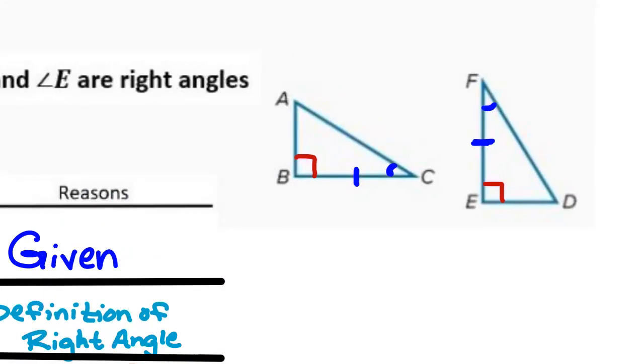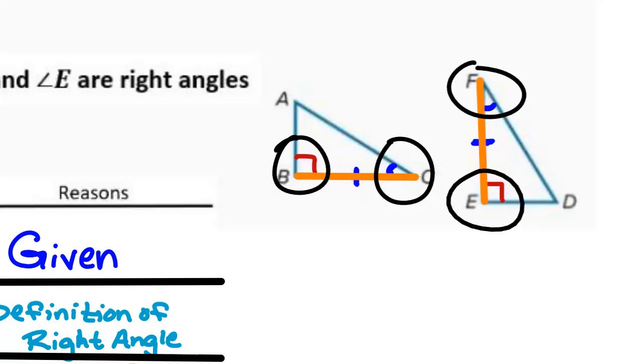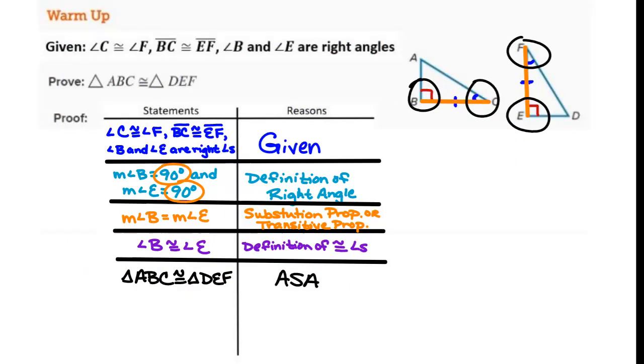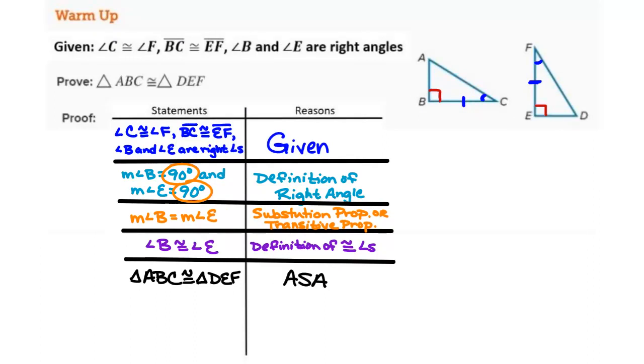When you look at the picture, the side that we have congruence information about, BC, is sandwiched in between the two angles that have markings on them. Same thing is true over here. FE, we have angle markings on F and on E. That's why I'm able to use angle, side, angle there. If I have a side that is not sandwiched in between my two angles, then I have to use angle, angle, side.